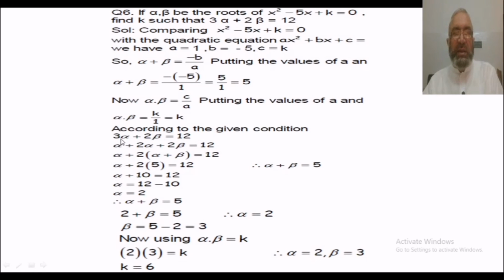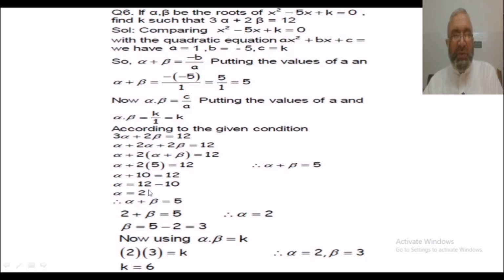We can write 3 alpha as alpha plus 2 alpha, so alpha plus 2 alpha plus 2 beta is equal to 12, because there must be some common factor. So we take 2 common from these two terms: alpha plus 2 times (alpha plus beta) is equal to 12. Now putting the value of alpha plus beta, the sum of the roots, we have alpha plus 2 into 5 is equal to 12. Simplifying, alpha plus 10 is equal to 12, or alpha is equal to 12 minus 10, transferring 10 to the right hand side.